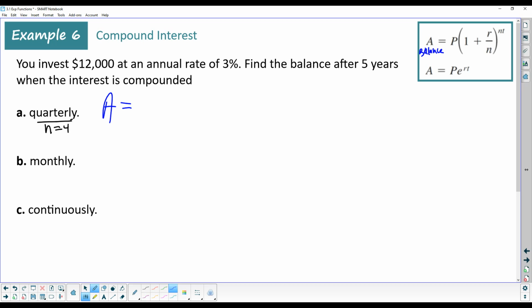Okay, so A is equal to, you have your principal first, that's the money you put into the account, 12,000, times 1 plus the rate. Don't put 3 for the rate. It's 3%, so you use 0.03, over n, n is quarterly, so it's a 4. And then our power is 4 times the number of years, 5 years. Basically, the exponent is how many times you are compounding it. We're compounding it 4 times a year for 5 years, so we're compounding it 20 times.